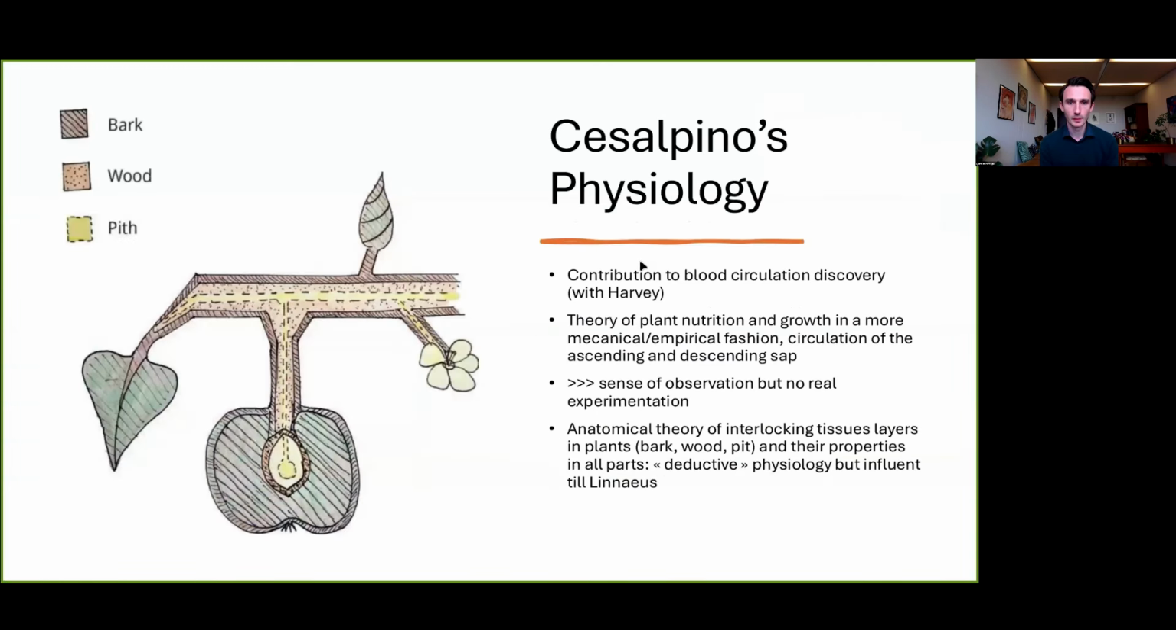Next slide, please. So finally, there are also some interesting physiological considerations, but this is not physiology in a very modern sense of the term. For those who know well the history of medicine, you probably know that Cesalpino is sometimes associated with the discovery of blood circulation, or is discussed in the controversy about the paternity of the blood circulation in the human body, which is currently attributed to Harvey, finally, because there are some interesting aspects of blood circulation in some works of Cesalpino.